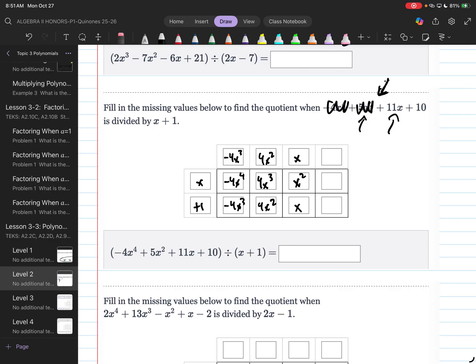And now we're looking at this term, 11x. We need how many more x's in order to make that work? 10. So x times what gives me 10x? 10. Done. This is my answer. Negative 4x cubed plus 4x squared plus x plus 10.